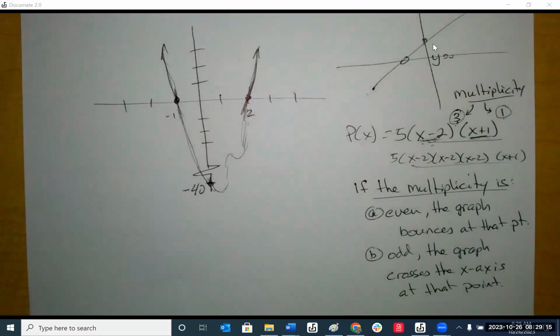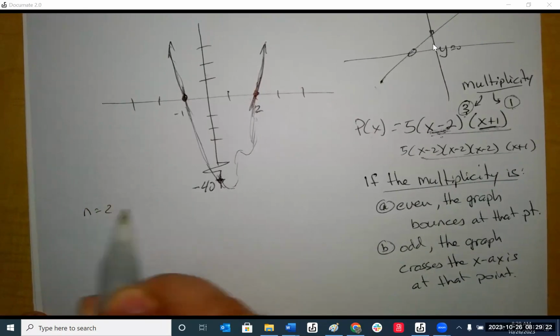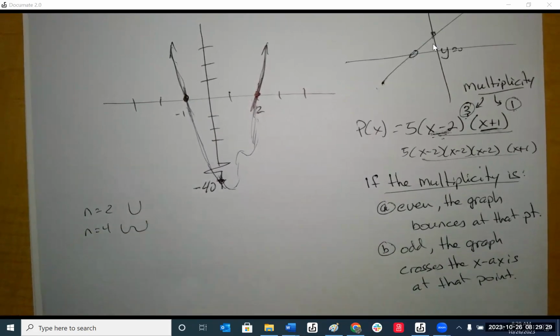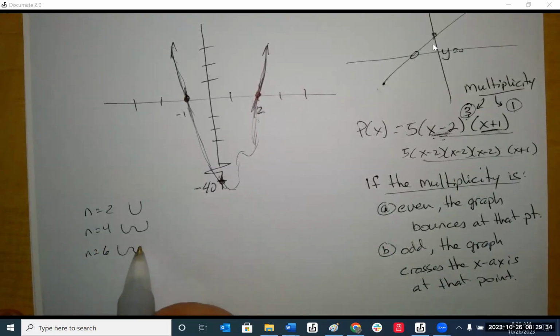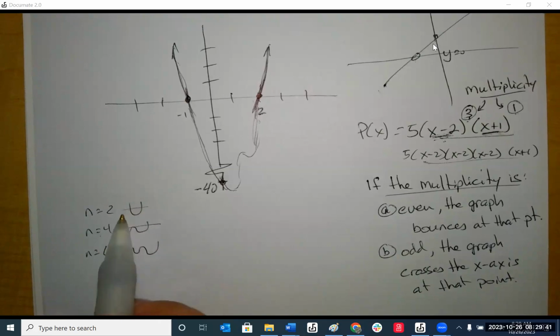Our graph looks something like this, because the degree is 4. If the degree is 2, then it's parabolic. If the degree is 4, it's like this. If the degree is 6, it's like this. It crosses the x-axis at most 4 times. This one twice. This one 6 times. So again, the degree tells us the shape of the curve, what it may look like.